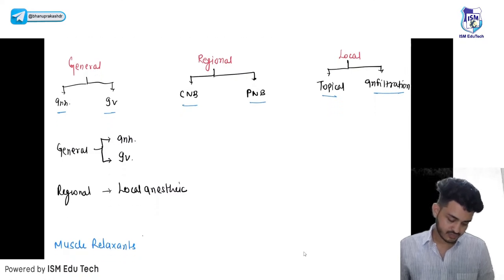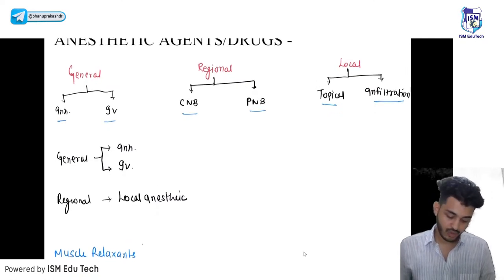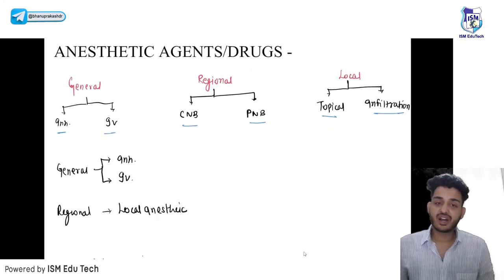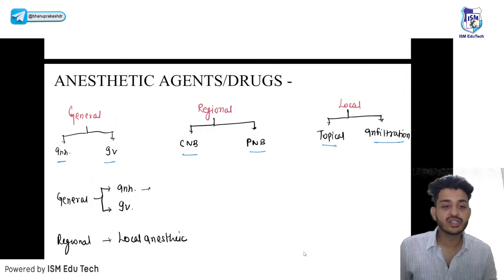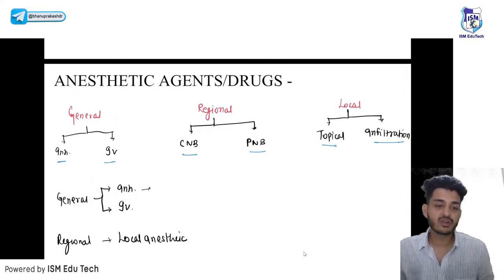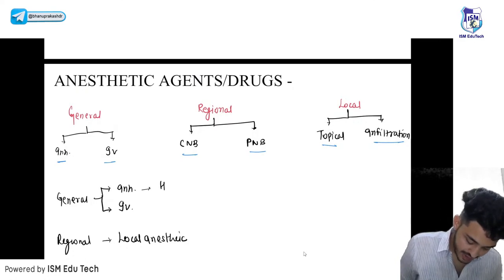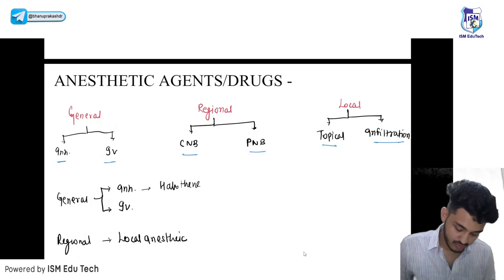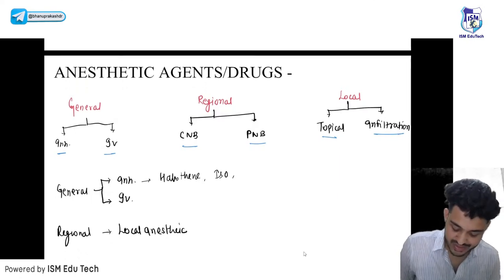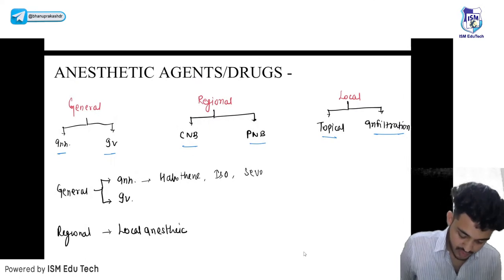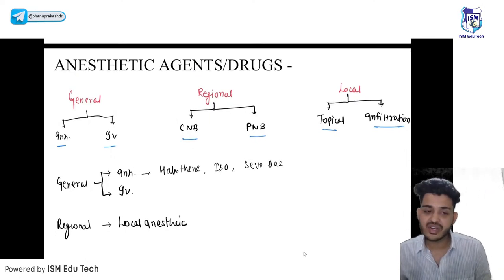Look here. In general anesthetic drugs, we have different classes of drugs. In inhalational agents, we could use methoxyflurane and so on, but they are not utilized now. So we are using halothane. Just making a short diagram. Halothane, isoflurane, sevoflurane, and desflurane. So these are your inhalational agents.